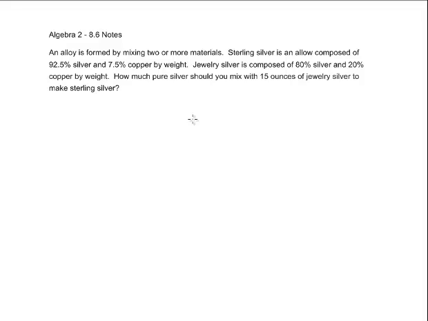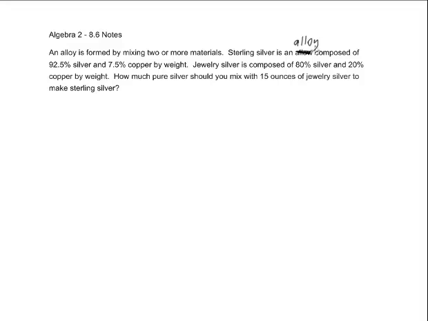Okay, so here's a little word problem then. We've got an alloy formed by mixing two or more materials. Sterling silver is an alloy. That should be alloy, so let's clean that up real quick. Sterling silver is composed of 92.5% silver and 7.5% copper by weight. Jewelry silver is composed of 80% silver and 20% copper by weight. So how much pure silver should you mix with 15 ounces of jewelry silver to make sterling silver?